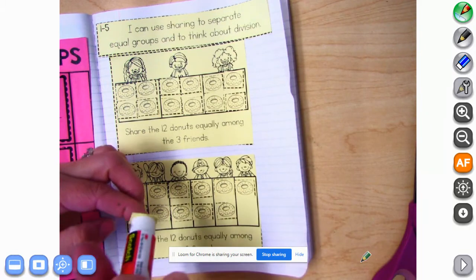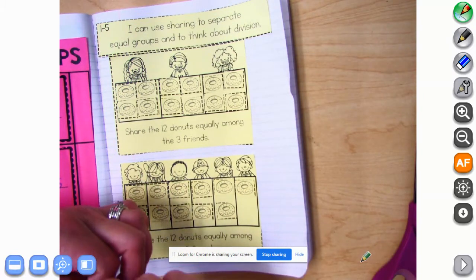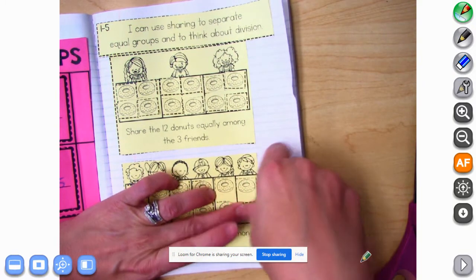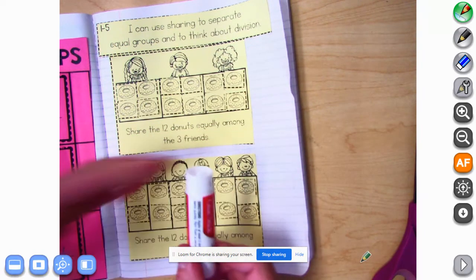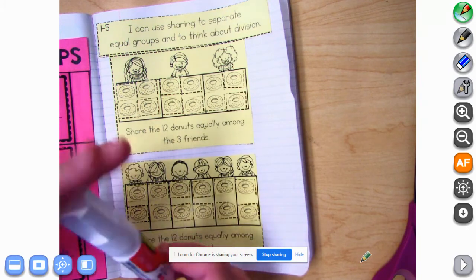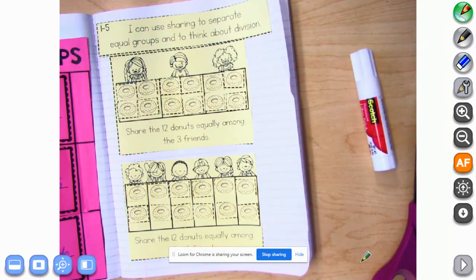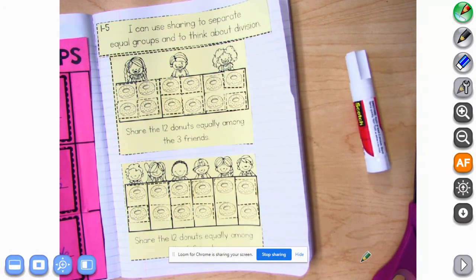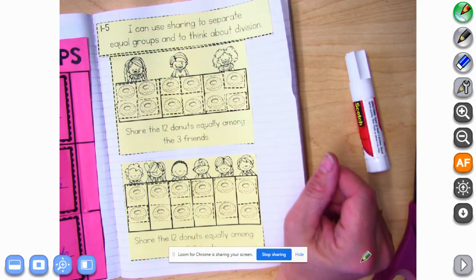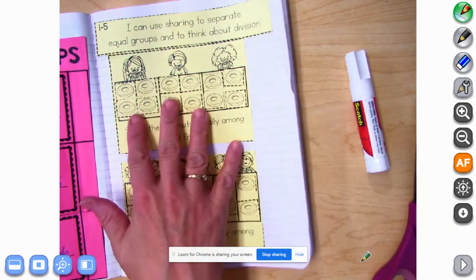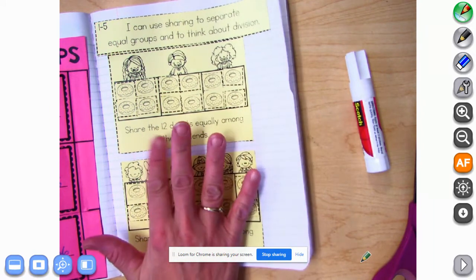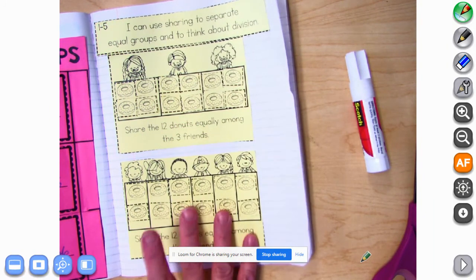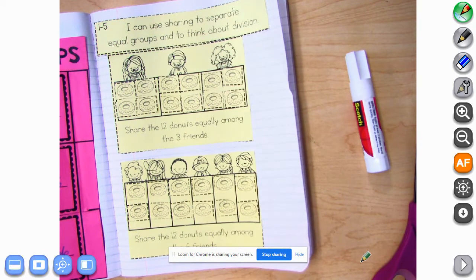And our last one. My fingers are getting very sticky. Okay, so now I'm going to turn the glue down so that it's not sticking out. All right. So in both cases, I have a dozen donuts. A dozen is 12. So I have a dozen donuts here and a dozen donuts here. But if I only have 3 people, everyone gets more donuts. The more people I add, the fewer donuts each person's going to get.